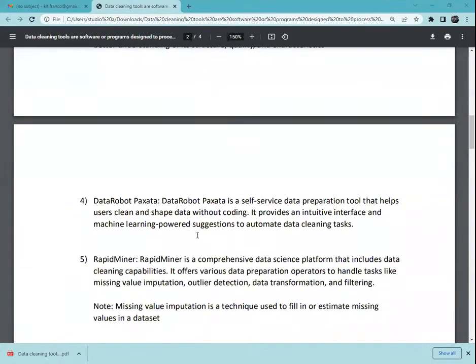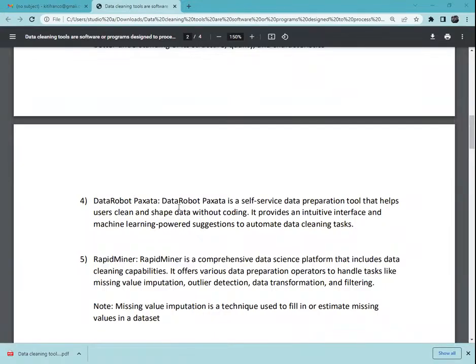Then we have DataRobot Paxata. It's again an artificial intelligence data cleaning software. You can see it is making use of robots here, right? They're able to simplify a lot of data processes for you.